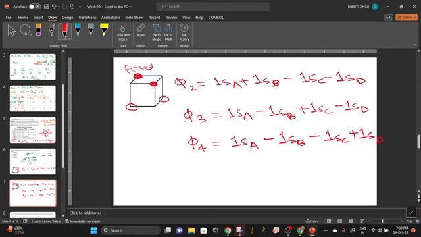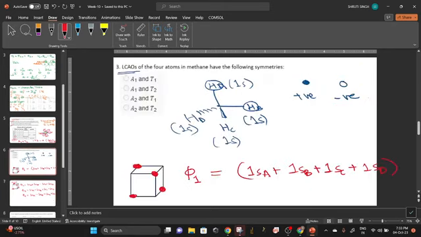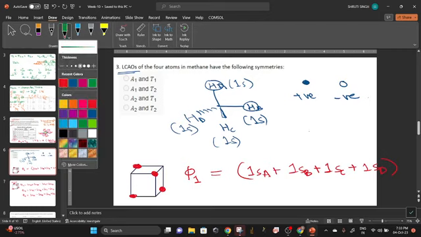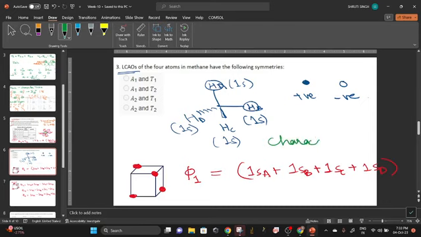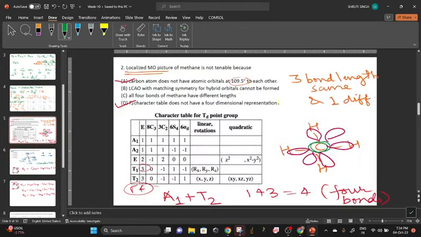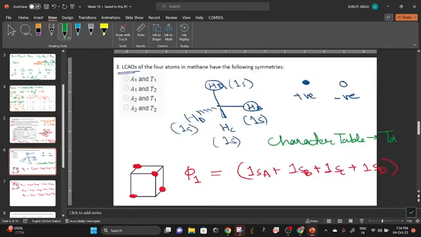Now when we use the character table of the Td group, which I have shown here, we can see that psi 1 will be totally symmetric.